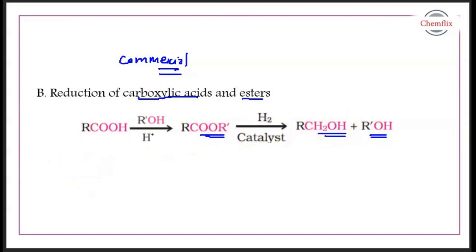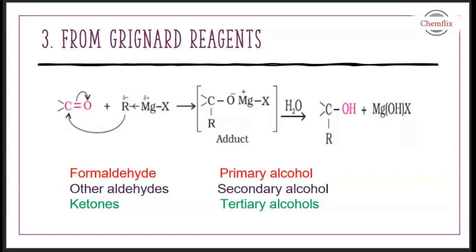Now moving to the next method: you can prepare alcohol from Grignard reagent. What do you mean by Grignard reagent? It is an organometallic compound and it is very important, RMgX. R is the alkyl part, പിന്നെ ഒരു metal, Mg, magnesium is the metal, and X means halogen part. Mainly this halogen will be chlorine, bromine or iodine, RMgX.